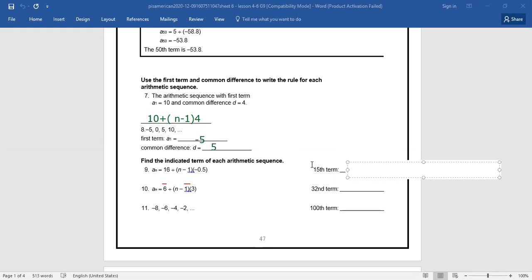Find the indicated term of each arithmetic sequence. In the first one, we want to calculate the 15th term. So go on, Hafela, tell me how we are going to replace. It will be equal to 16 plus, we want to replace, so we will open a parenthesis and put in place of n, which term? We have to put it here.